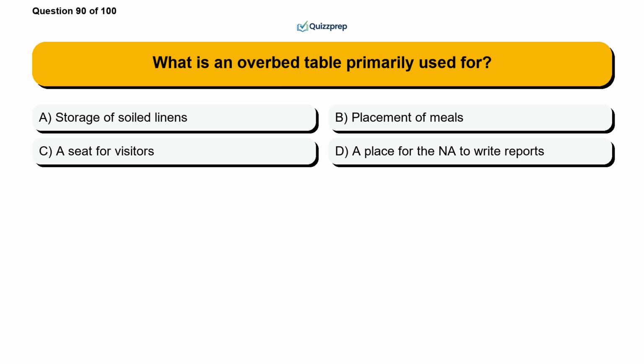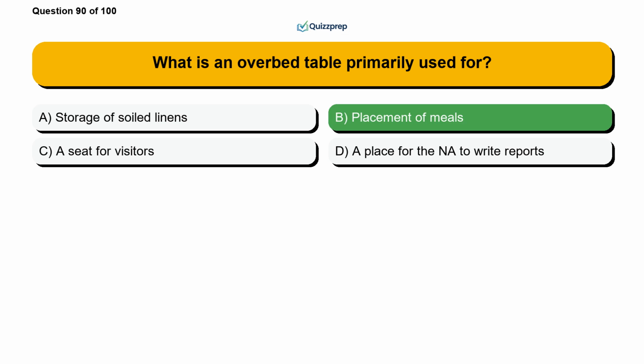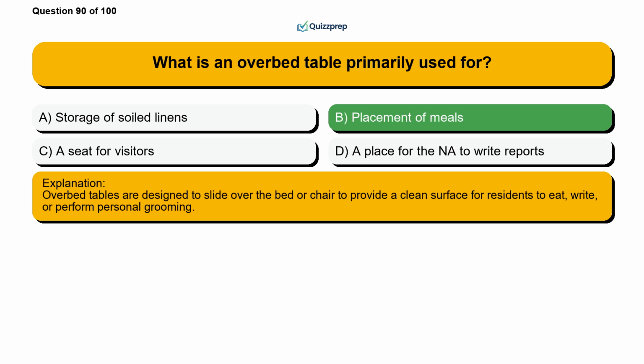Question 90. What is an overbed table primarily used for? Option A, storage of soiled linens. Option B, placement of meals. Option C, a seat for visitors. Option D, a place for the NA to write reports. The correct answer is option B, placement of meals. Overbed tables are designed to slide over the bed or chair to provide a clean surface for residents to eat, write, or perform personal grooming.